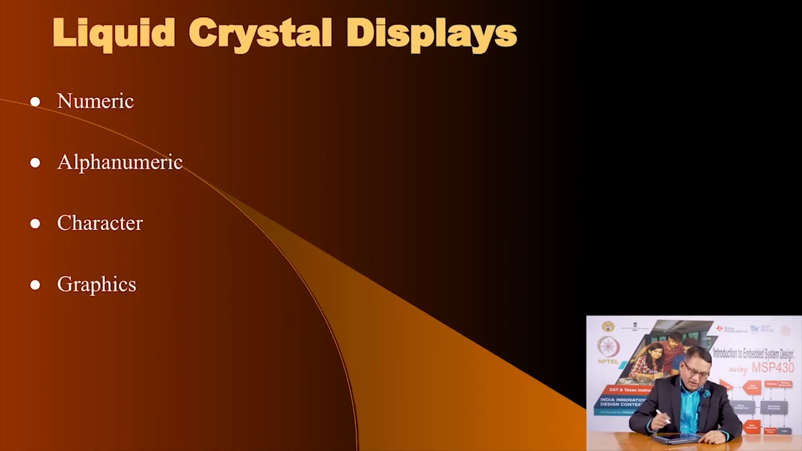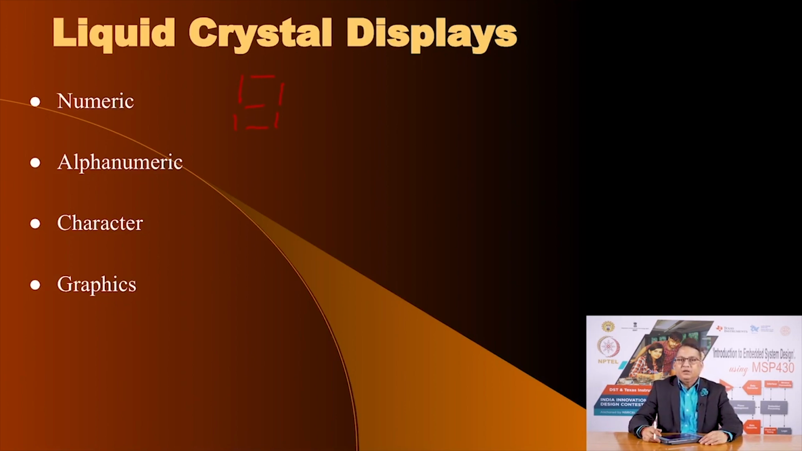The simplest ones are called numeric displays, and these are the ones which are used in calculators. The numeric displays will allow you to display information in 7 segment format, like you have seen for 7 segment displays which use LEDs, but you have the same format for LCD also. So, you would have seen this on calculators.